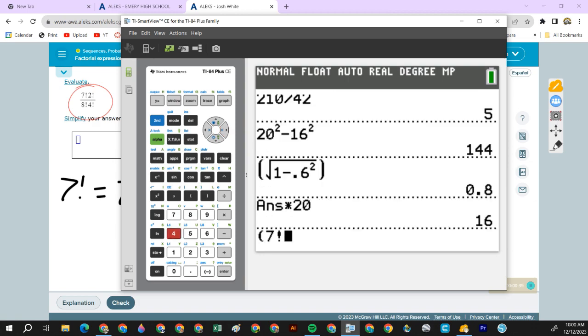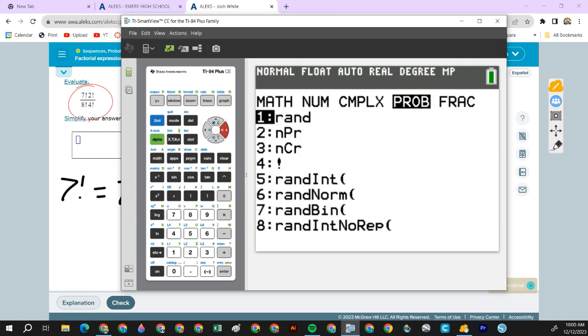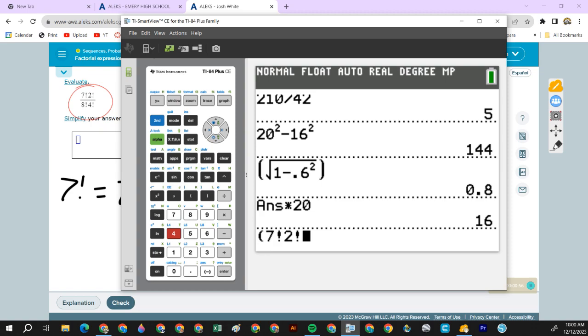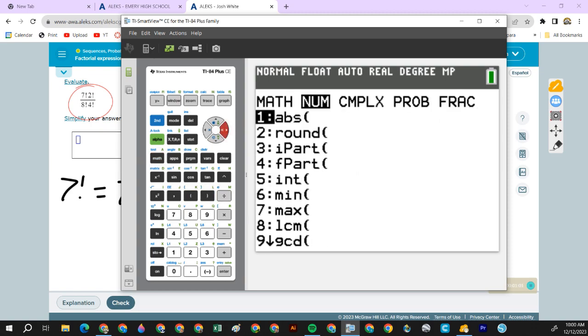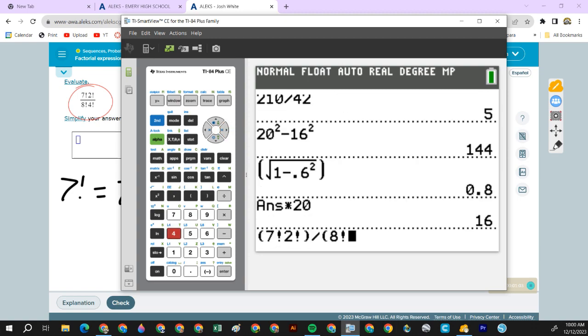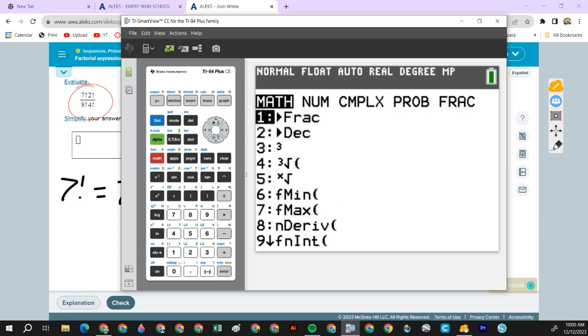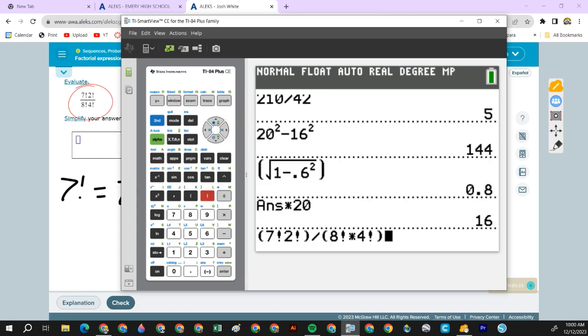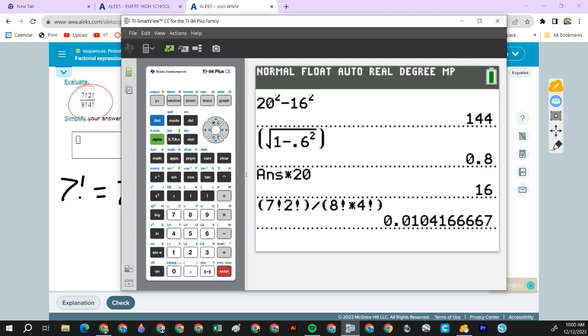If you have the blue calculators, from the top left, you go down 1 and right 1, and there's the PRB button, the probability button. If you push that, you'll find factorial inside there. So 7 factorial times 2 factorial divided by 8 factorial times 4 factorial. And it's going to spit out that number.